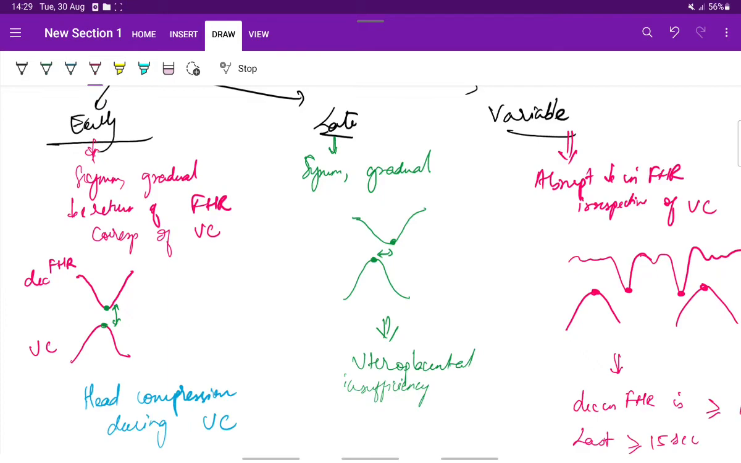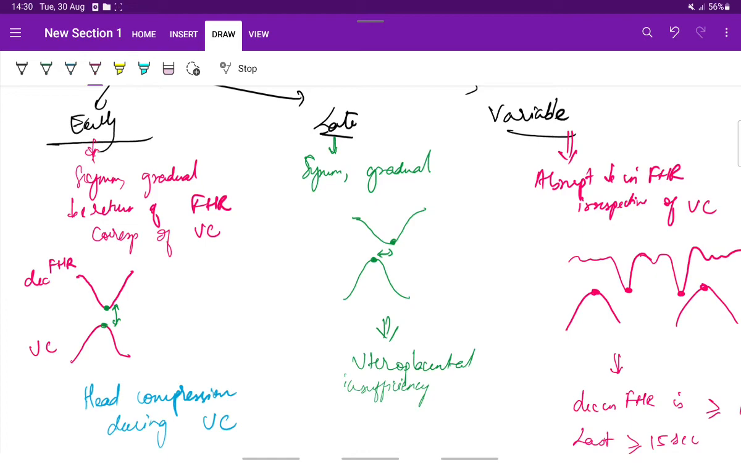Next will be late deceleration, which is also symmetrical and gradual. Here the nadir of the deceleration occurs a little later than the peak of the uterine contraction. So, there is only little delay. This is seen in uteroplacental insufficiency.